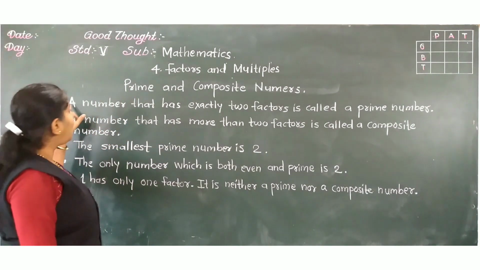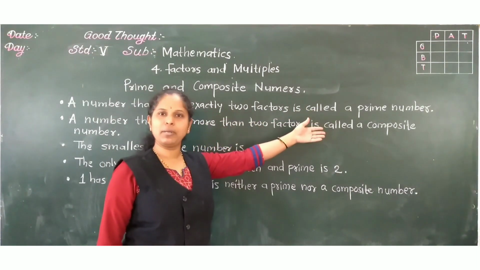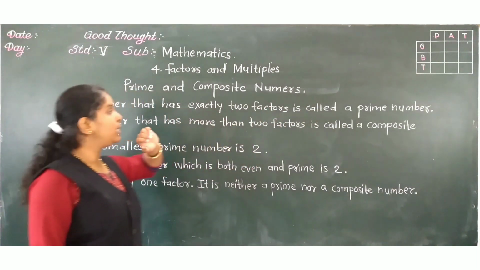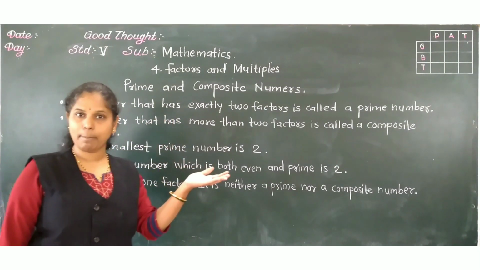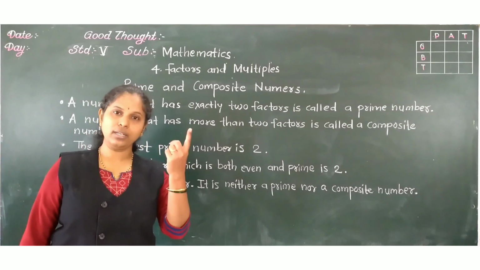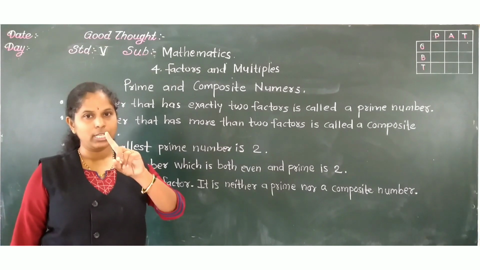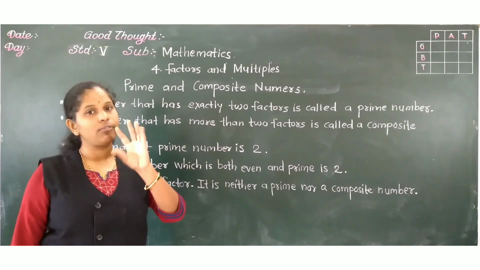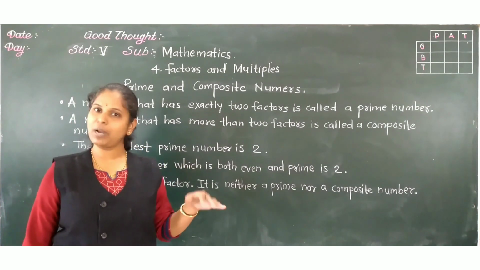First one: a number that has exactly 2 factors is called a prime number. Suppose 5. Can we divide 5 by any other number? No. We can divide only by 1 and the number itself, that is 5. So what are the factors of 5? 1 and 5. Only 2 factors. So 5 is a prime number.